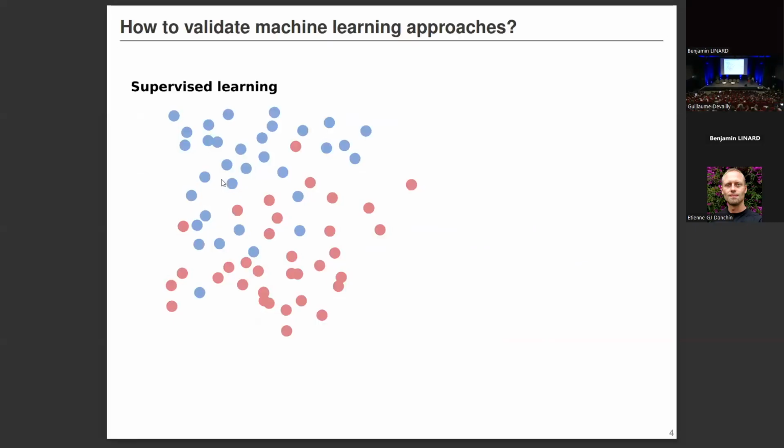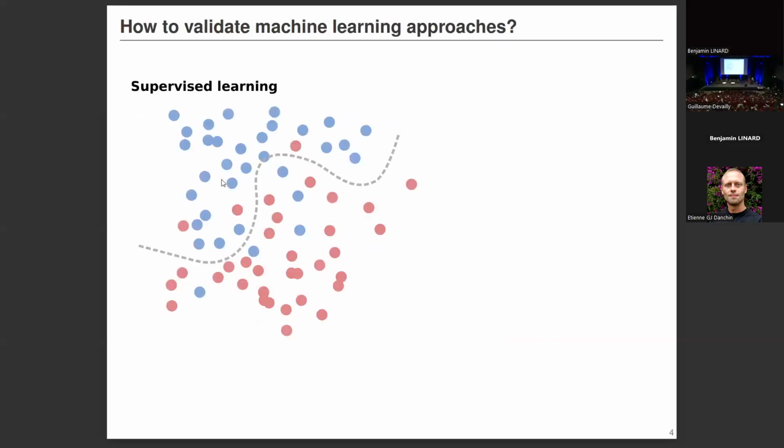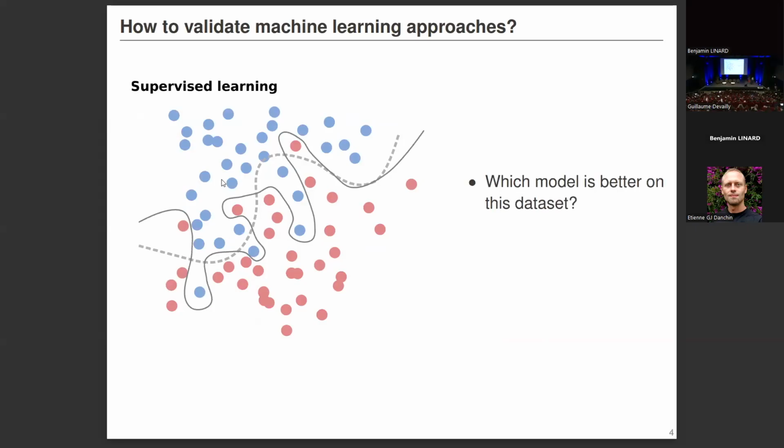And just to give a brief idea of why it's a hard problem, we go back to the supervised learning approach. If you ask two people to delineate the blue class from the red class, you'll potentially have very different answers. And so the question is, which model works better on, for example, this data set? In this case, the solid line makes no error, but it's not really what we want. We want to know which one is the most likely to be correct.